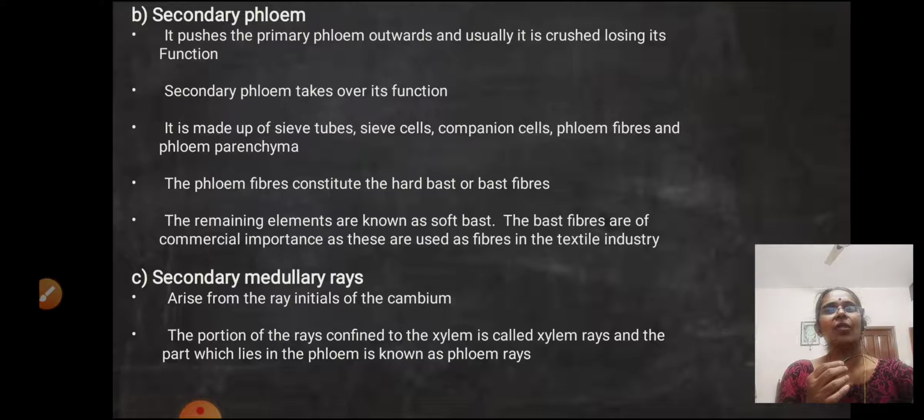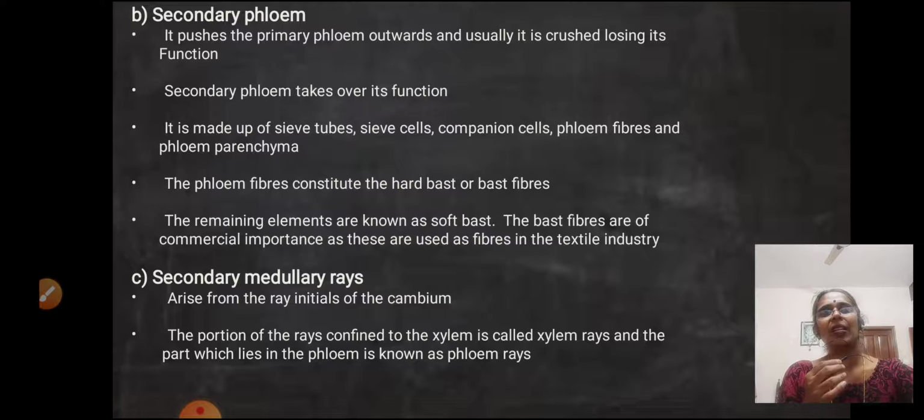Next is how the secondary phloem is formed. It pushes the primary phloem outwards and usually it gets crushed, losing its function. Secondary phloem takes over its function. It is made up of sieve tubes, sieve cells, companion cells, phloem fibers and phloem parenchyma. The phloem fibers constitute the hard bast or the bast fibers. The remaining elements are known as soft bast. The bast fibers are of commercial importance and are used as fibers in the textile industry.